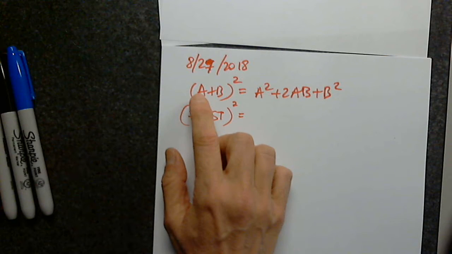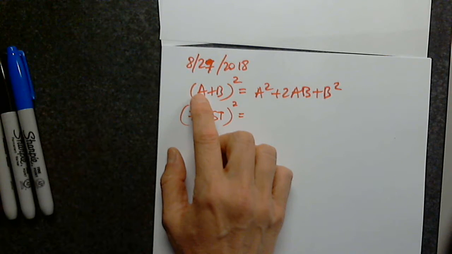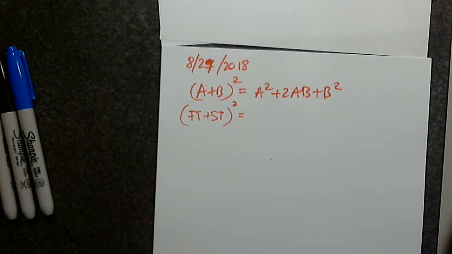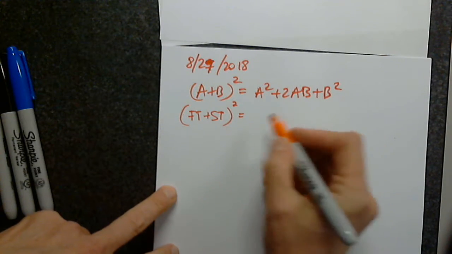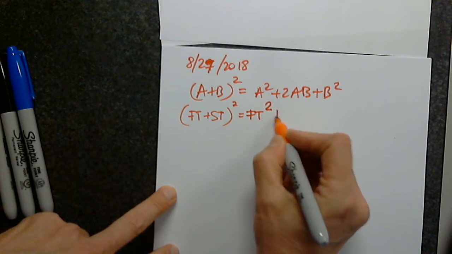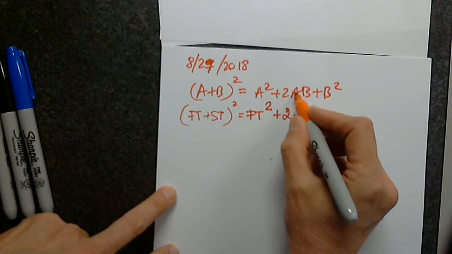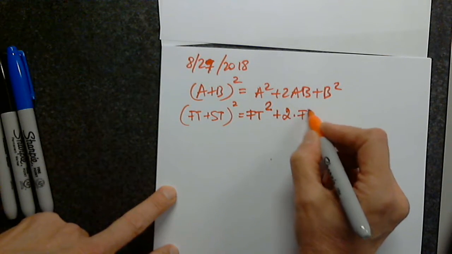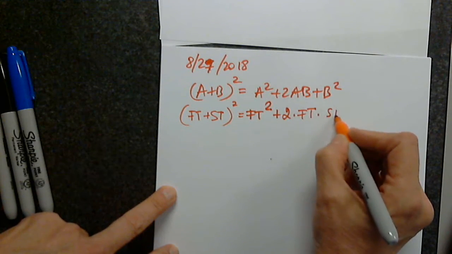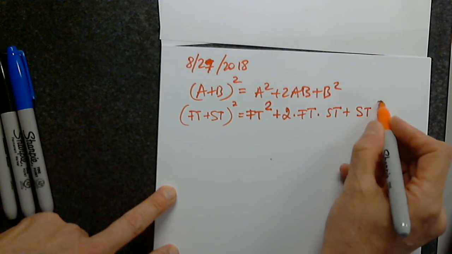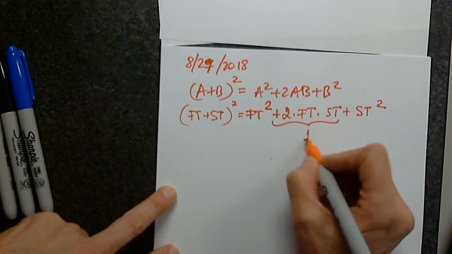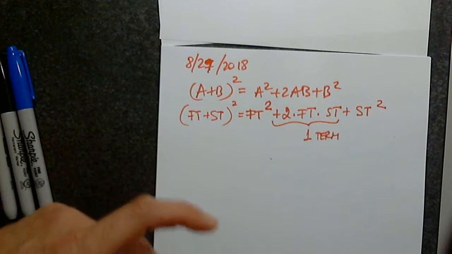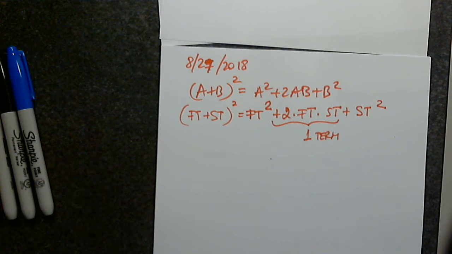But it doesn't necessarily mean that the first term will always be a and the second term will always be b. We know that. So in general, this translates into first term squared plus 2 multiplied by the first term multiplied by the second term plus the second term squared. And this is only one term, one quantity, one product, one term.